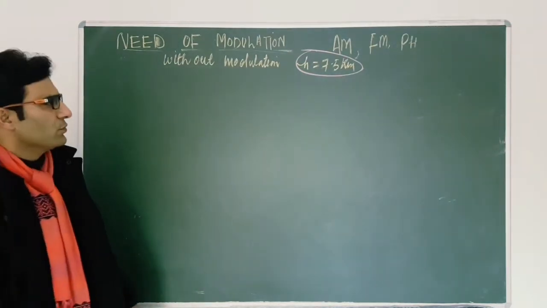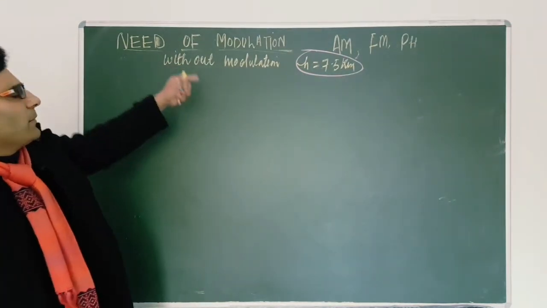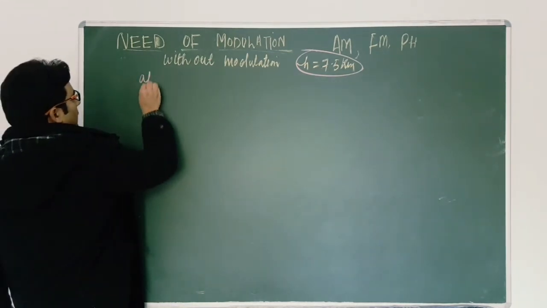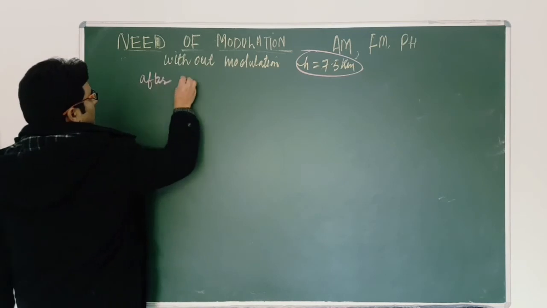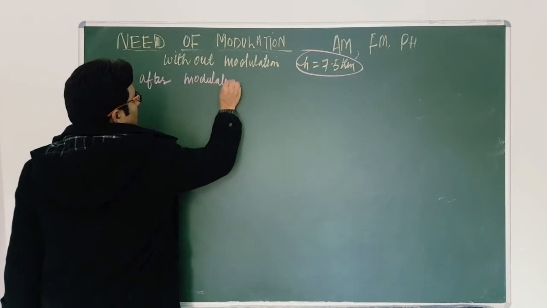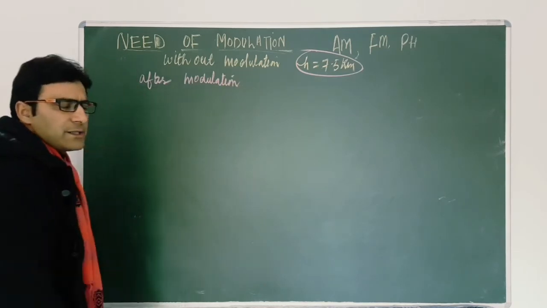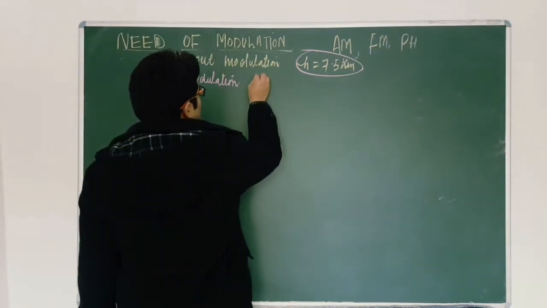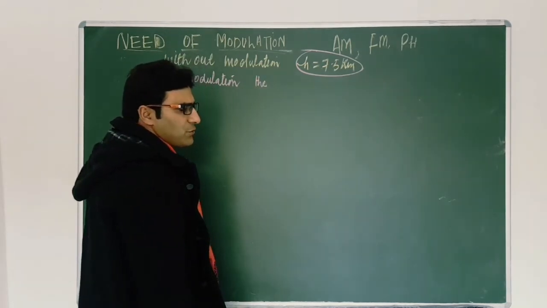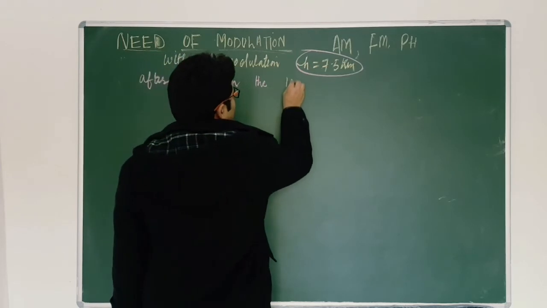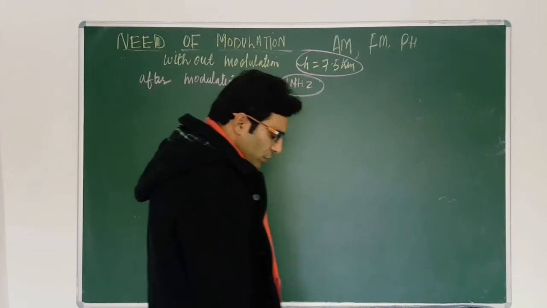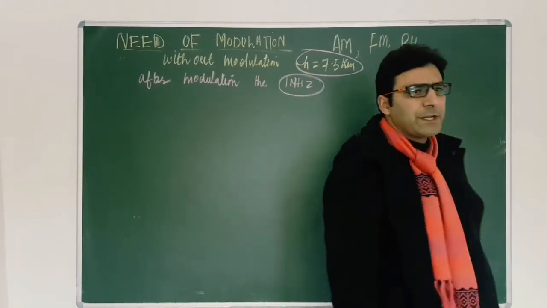Now what we have to do? We have to go for modulation. After modulation, suppose after amplitude modulation, the 10 kilohertz signal will become 1 megahertz. So here you will remember what we are doing in modulation.